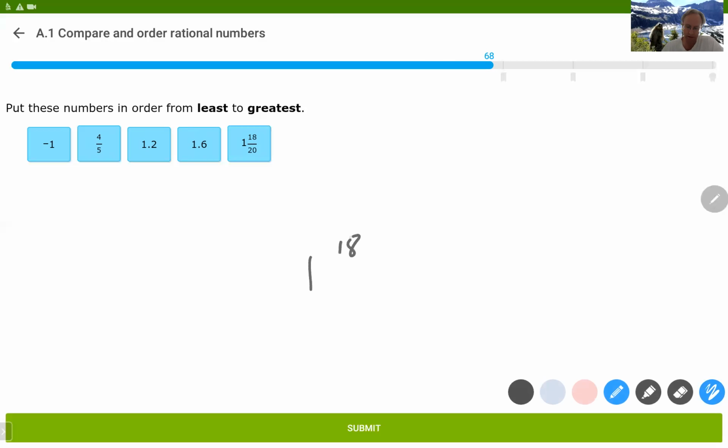and 18 over 20, do you know where I'm getting the 0.9 from? A couple of different ways to think about it. 20ths are 5 cents each, which makes this 90 cents. So it's 1.9. You could also think of this as 1 and 9/10. And that's how you read this decimal. So it looks like they're in order from least to greatest.